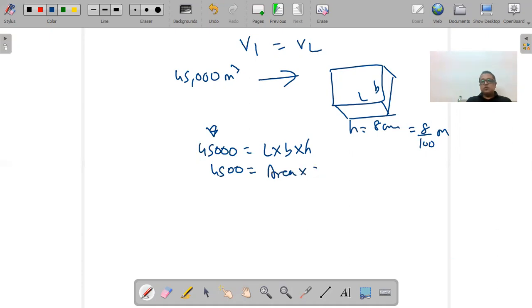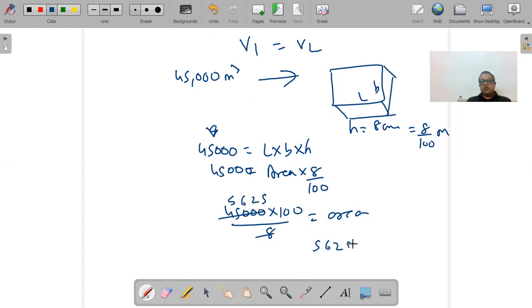So area is 8 upon 100. So I'm going to get 45,000 into 100 divided by 8 as the area. So 8 5s are 40, 8 6s are 48, 8 2s are 16. So we'll get 562,500. This is going to be the area in meter square.